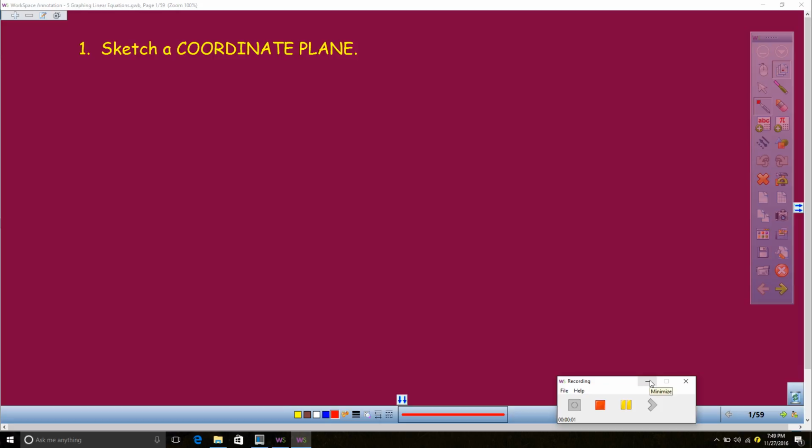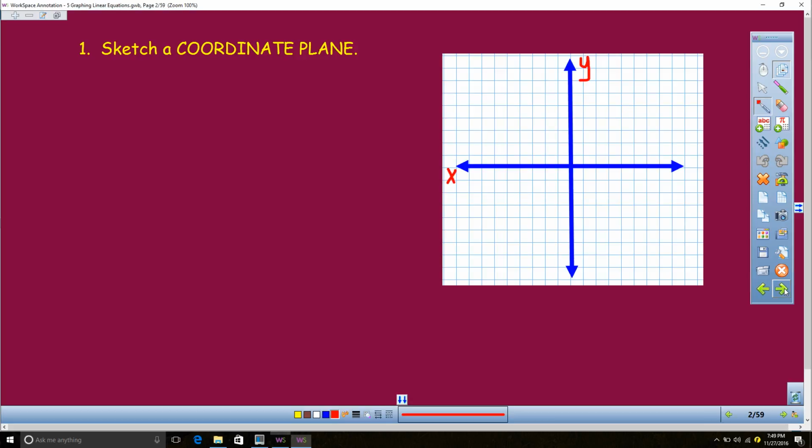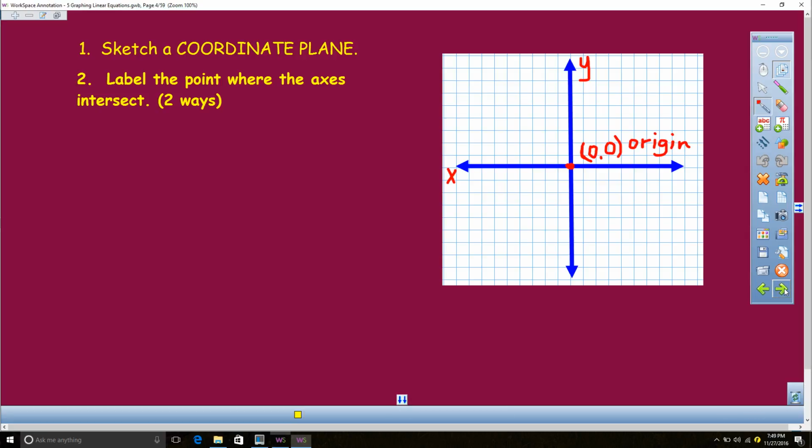In this video, I want to show you how to graph a linear equation. To do that, you need to be able to sketch a coordinate plane. The coordinate plane has an x-axis and a y-axis. You need to be able to label the point where the axes intersect in two ways. That point is the origin.